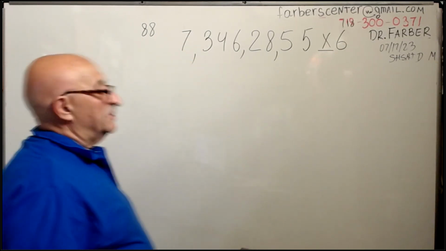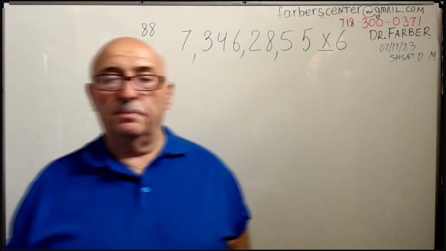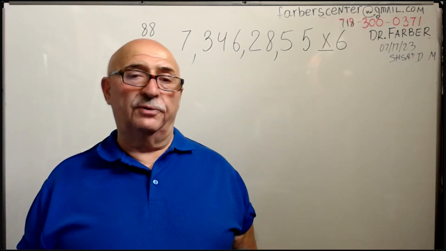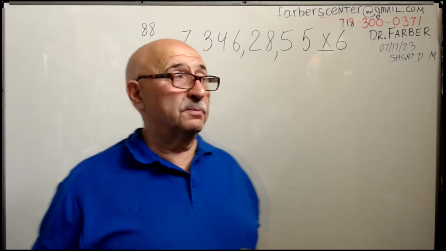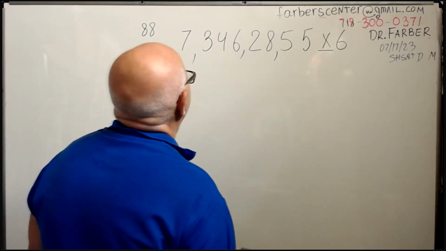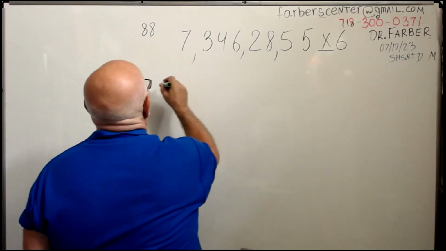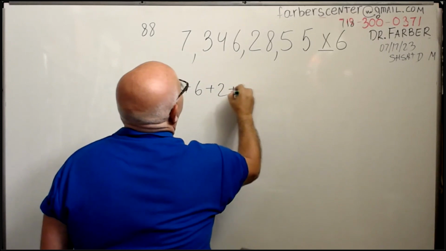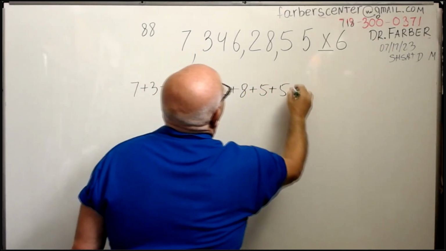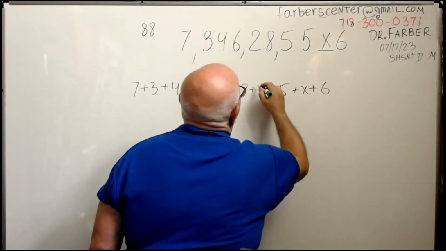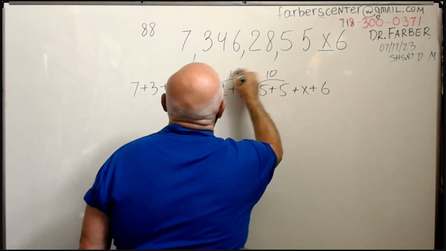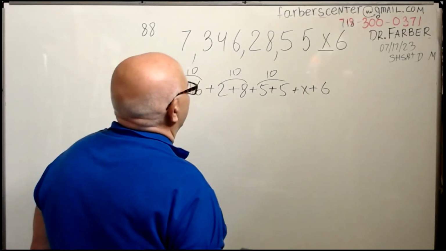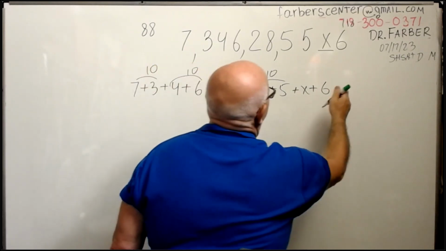First of all, like we studied in 4th grade, the divisibility rule by 3. The number is divisible by 3 when the total of all digits is divisible by 3. Let's find this. So if I add them up, here 7 plus 3 plus 4 plus 6 plus 2 plus 8 plus 5 plus 5 plus x and plus 6. This is 10, 10, 10, 10. We have 46 plus x.